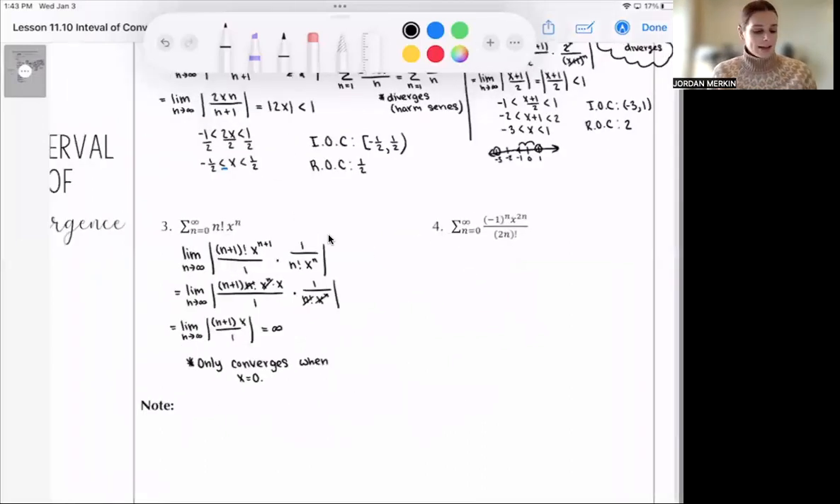Okay, last one that we're going to do is the sum from n equals 0 to infinity of -1 to the nth times x to the 2n all over 2n factorial. So once again, what we're going to do is set up our ratio test, and then we're going to simplify things and then see what we end up with. Okay, so let's go ahead and set this one up.